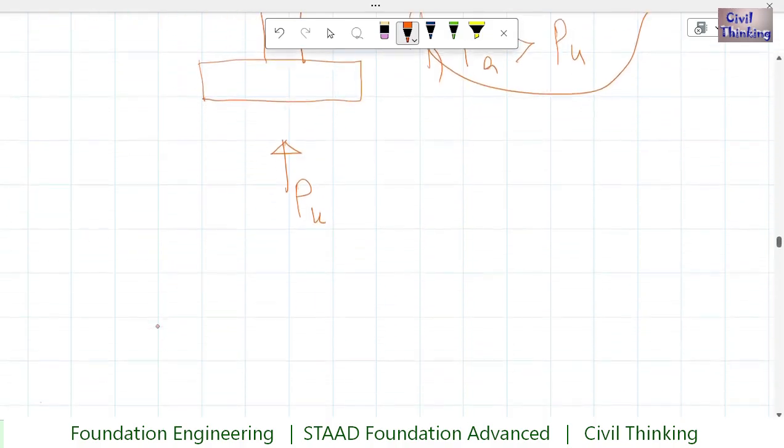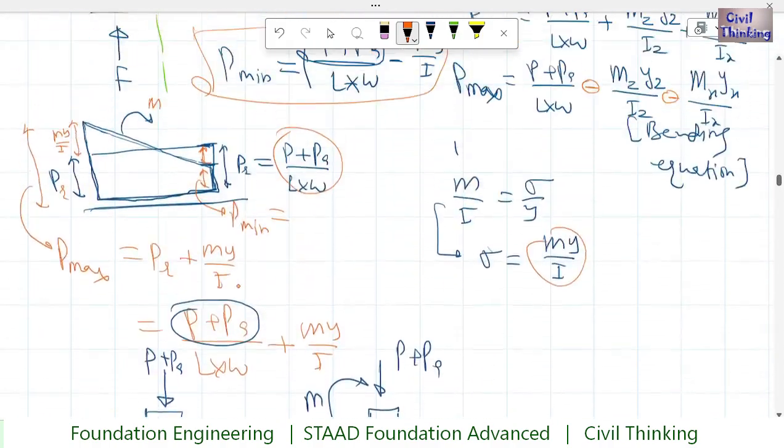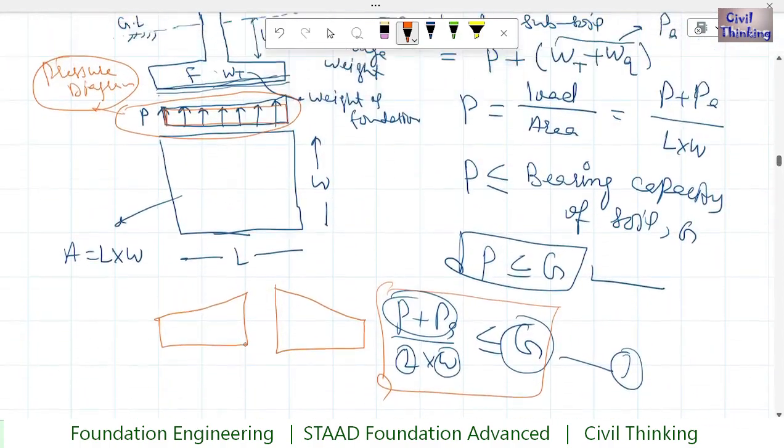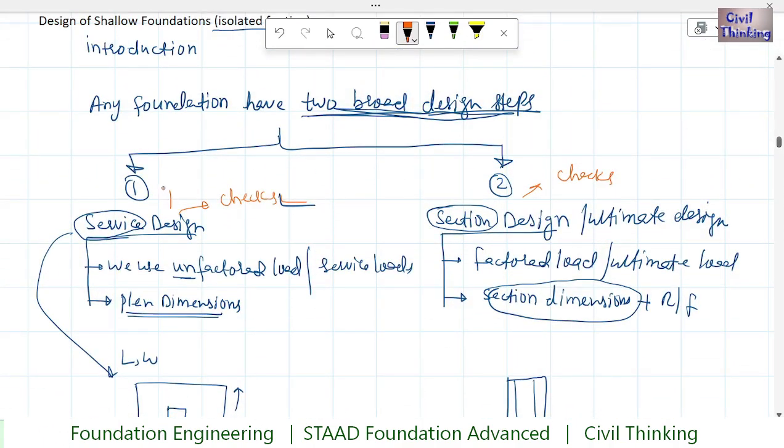Now let us move on to the other check, because I have told you in the foundation design we always have 2 major steps. So step 1 is what?